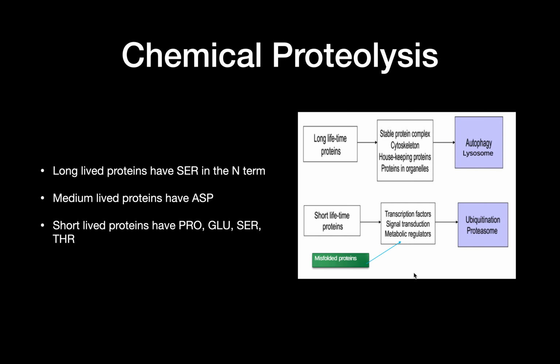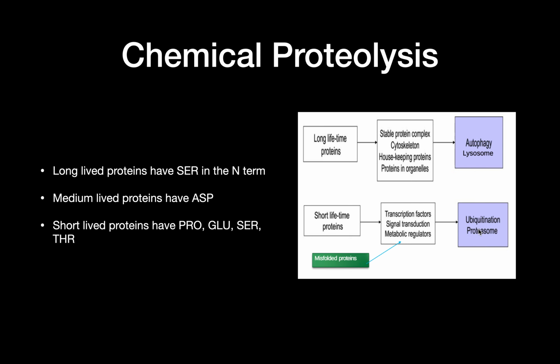Okay, so there's two different ways that proteins can be degraded. First, long-lived proteins have serines in the N-terminal. Short-lived proteins have proline, glutamate, serine, and threonine in it. And the long-lived proteins are degraded using autophagy, lysosomes, just direct. And the short-lived ones go through a process called ubiquitination.